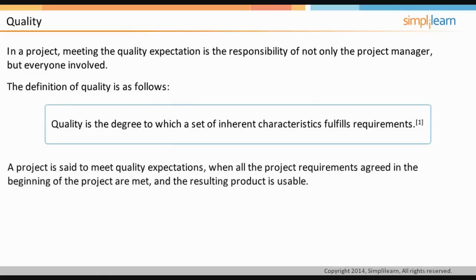A project is said to meet quality expectations when all the project requirements agreed in the beginning of the project are met and the resulting product is usable. Usable means that the intended users can use the product without any problem. In the next screen, let us look at some quality-related terms.